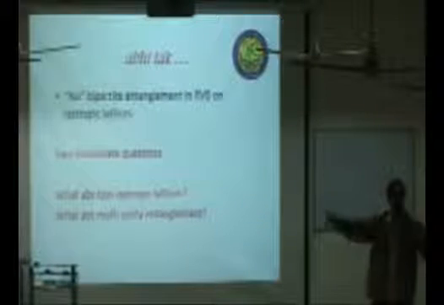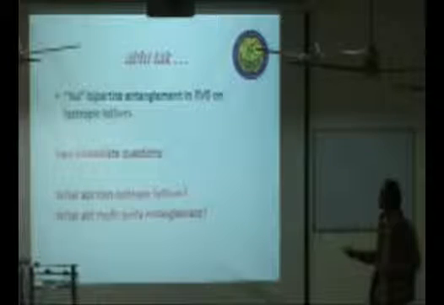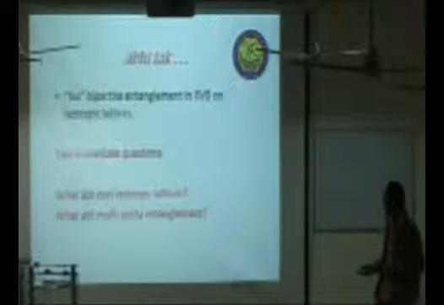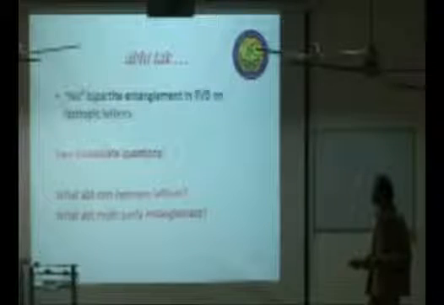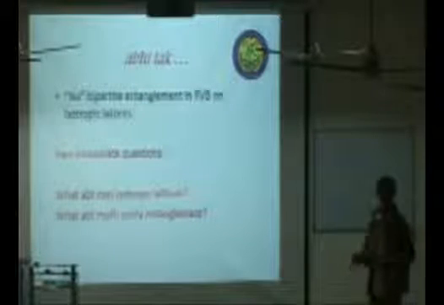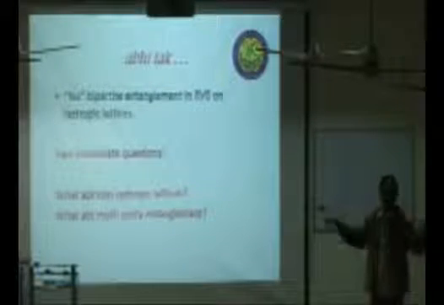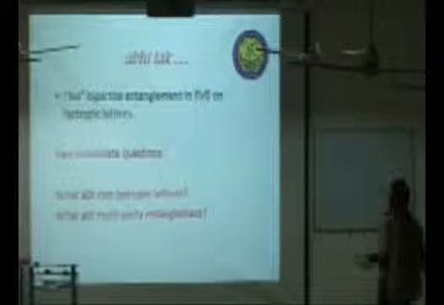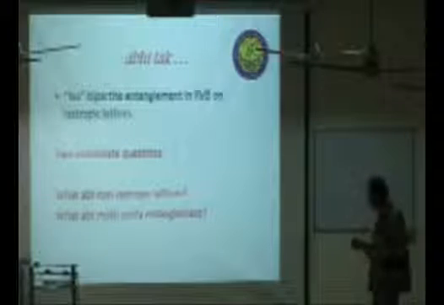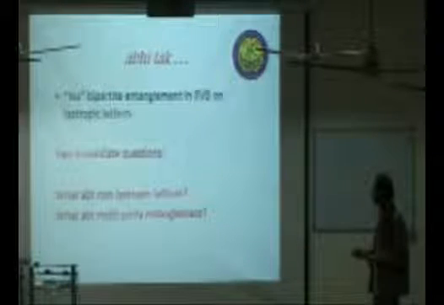So of course there are two immediate questions. Yes, what about non-isotropic lattices? Suppose you have a ladder of spins. This is a non-isotropic lattice. Do you have no bipartite entanglement there? And the other question is, what about multi-party entanglement? Okay, you have an RVB on a square lattice which has very little bipartite entanglement, but do you have multi-party entanglement there? So we will take these questions one by one.